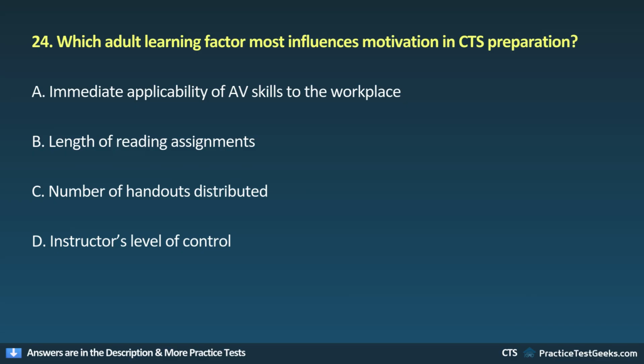24. Which adult learning factor most influences motivation in CTS preparation? A. Immediate applicability of AV skills to the workplace. B. Length of reading assignments. C. Number of handouts distributed. D. Instructor's level of control.